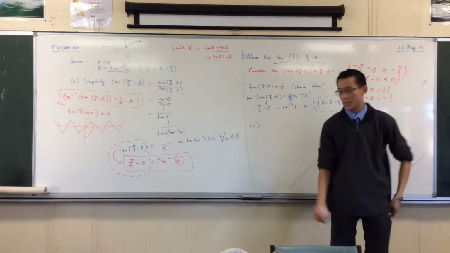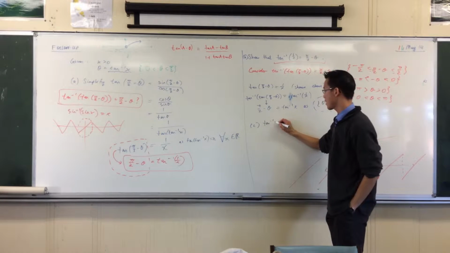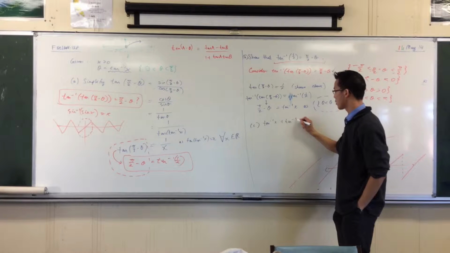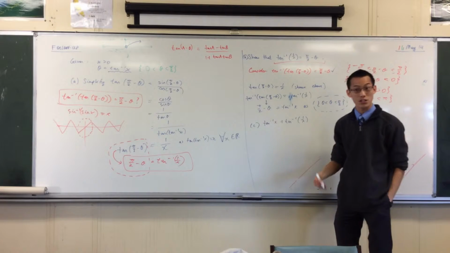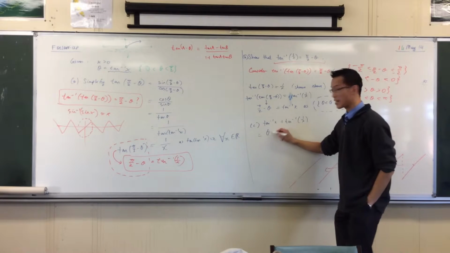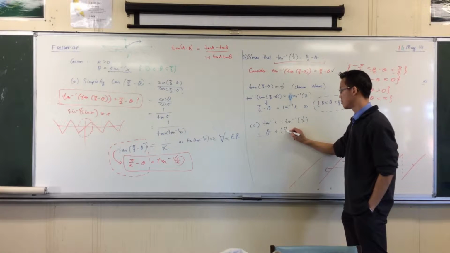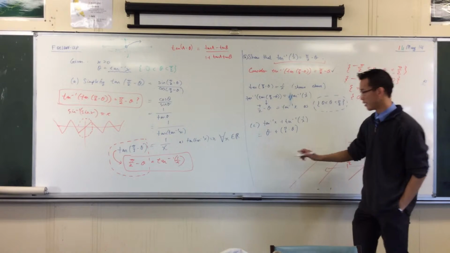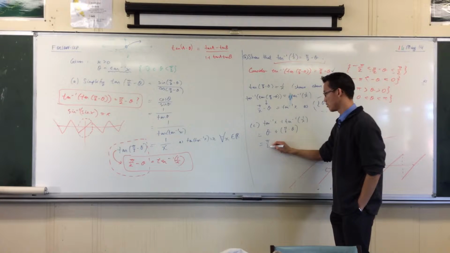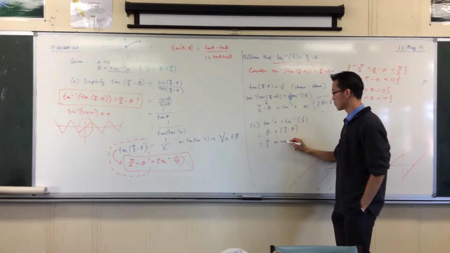Show that when you take tan inverse of x and tan inverse of 1 over x, what do you get? Well, this is defined as theta. We've just shown that this is pi on 2 minus theta. Okay, so that's where you get your pi on 2 as required, because the thetas cancel.